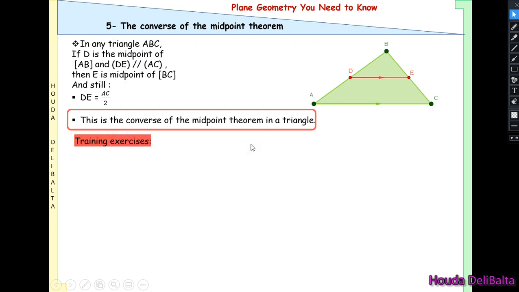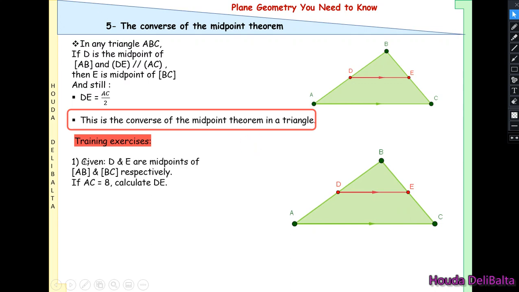Training exercises. Here is a triangle ABC. The given is that D and E are midpoints. Let's code the figure, here for D and here for E. Suppose that side AC equals 8. You'd better code the figure, okay? It makes things easier.